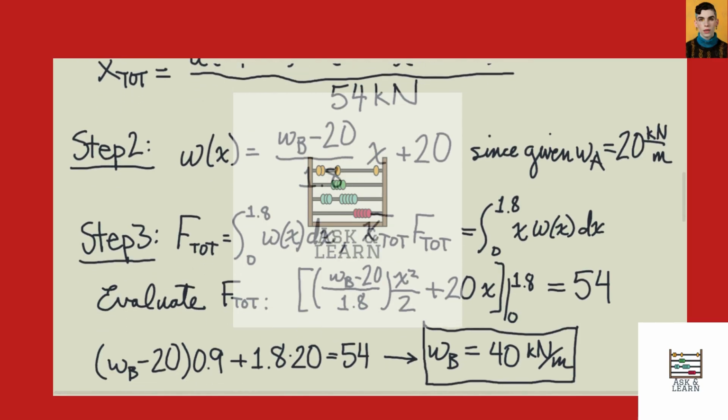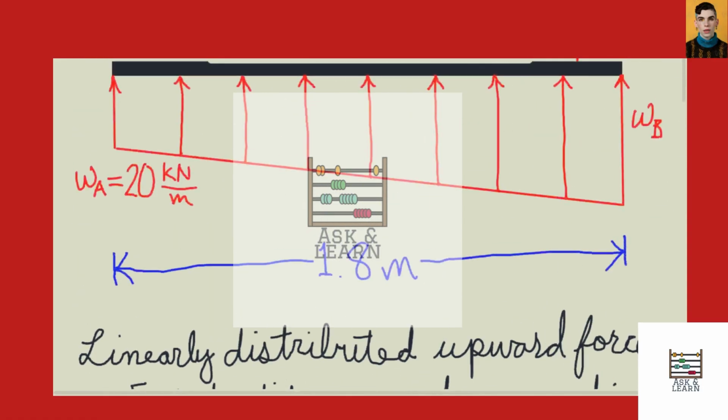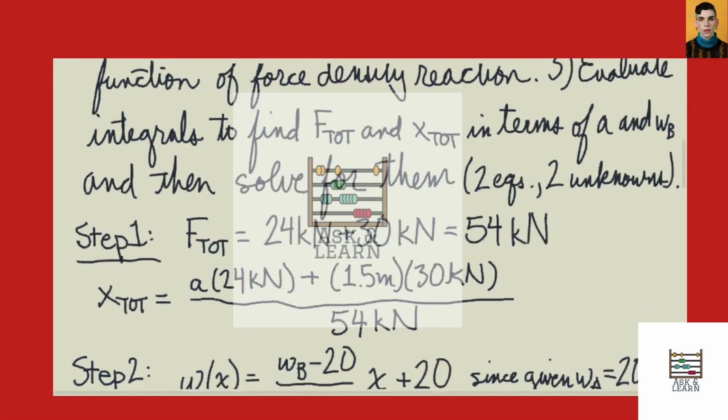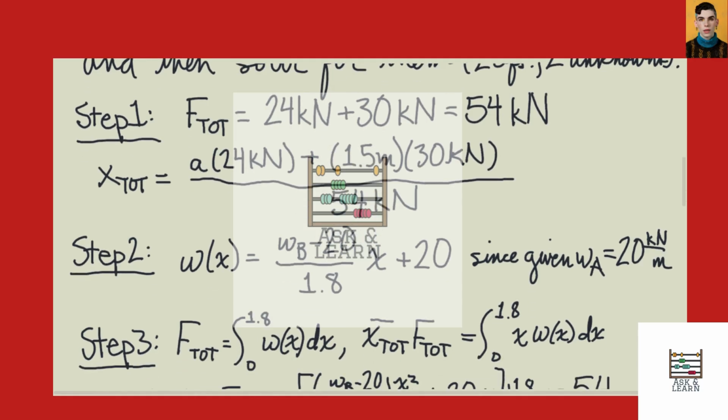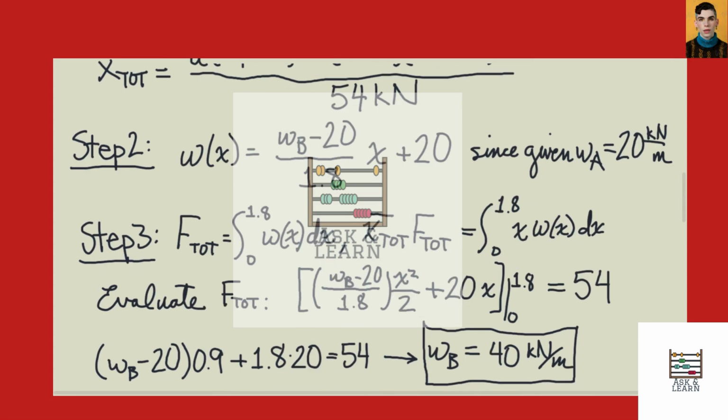Step three, we're going to write out and evaluate the total load of the force density. For equilibrium, and I'm skipping ahead a little bit, this must exactly cancel the total load of the two downward forces. And we're also going to write out the centroid times the total load, which is equal to this integral on the right-hand side. It's the product of the beam coordinate x times the linear force density times the infinitesimal dx, integrated over the span of the beam from 0 to 1.8.